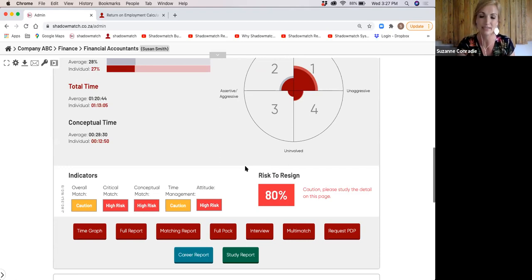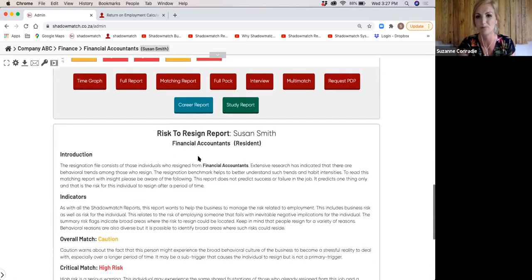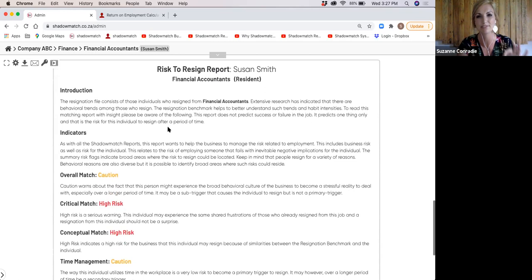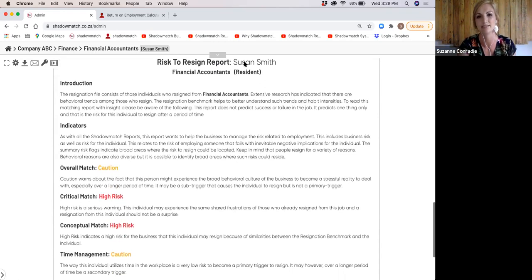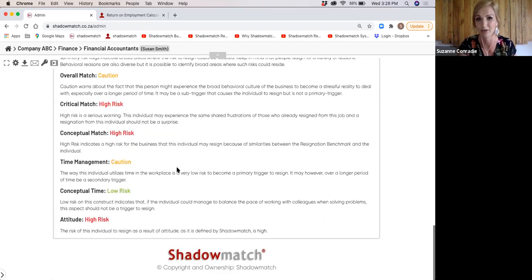If I want the detail of what I see visually, I have the risk to resign report, and it then highlights all of the specific areas to say, this individual compared to this risk to resign profile, what is the detail and what should I be aware of?